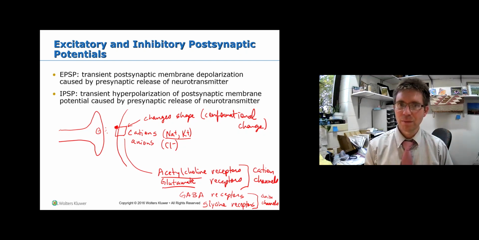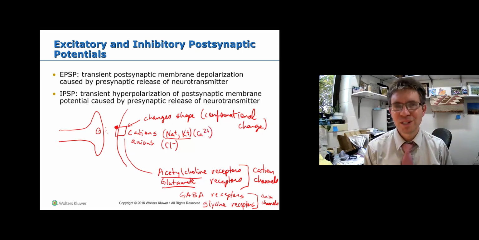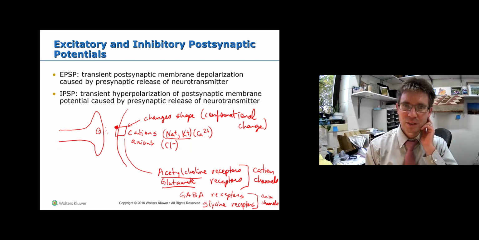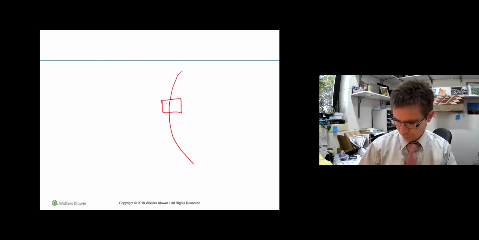That's the main rule. You know, I should mention before we go any further, calcium is another cation, and we will learn about one channel that's actually very important that allows calcium through. So when you hear cation channel, we're remembering, oh, those aren't as specific. They can let multiple types of cations through. So let's look at what would happen if we open a cation channel.